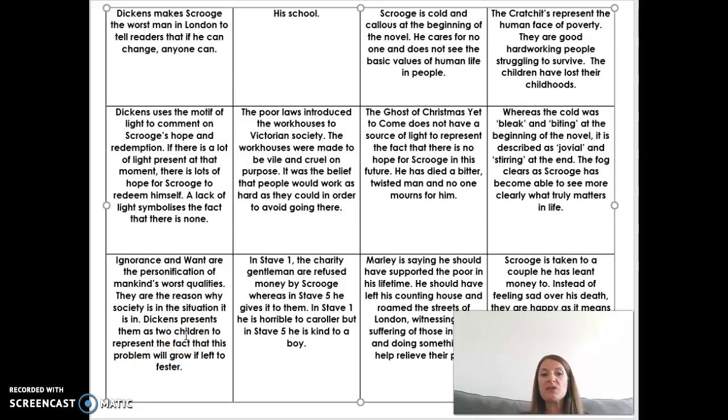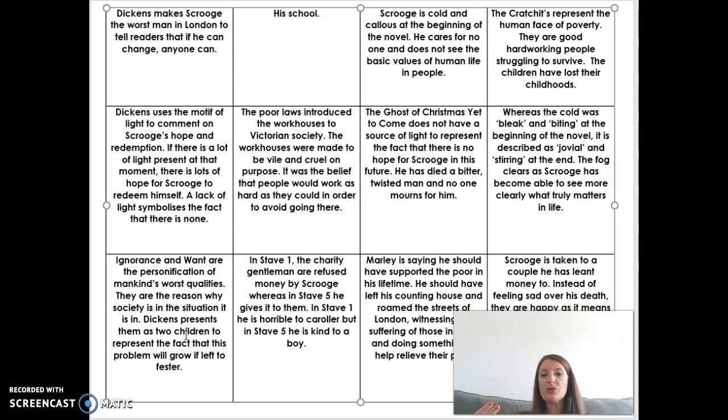The next question is about ignorance and want and what they represent. Ignorance and want, those little deformed animal-like children that appear from beneath the cape of the Ghost of Christmas Present. They symbolise the worst qualities of humanity. Ignorance to the suffering of others, greed over kindness.